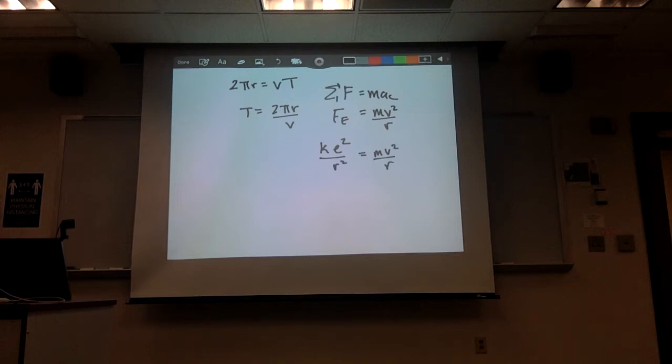So just remember that our electric force, magnitude-wise, is equal to K Q1 Q2 over r squared, but in this case Q1 is equal to Q2, which is equal to the fundamental charge. This r cancels with one of those, so from this I can then solve for the velocity. So this gives me K e squared over m r, square rooted, which is then equal to the velocity.